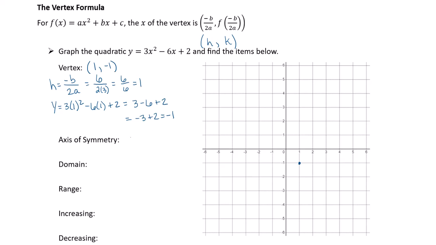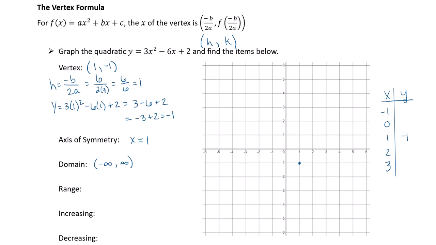The axis of symmetry is the vertical line x equals the x part of the vertex. And I know the domain is going to be all real numbers. The range, let's figure that out after we've got a little bit more graphed. Let's make a t-table here. So I've got x and y. And remember, we'll keep the vertex in the middle of that t-table. (1, -1). Let's go a couple this way and a couple more this way and plug those in.